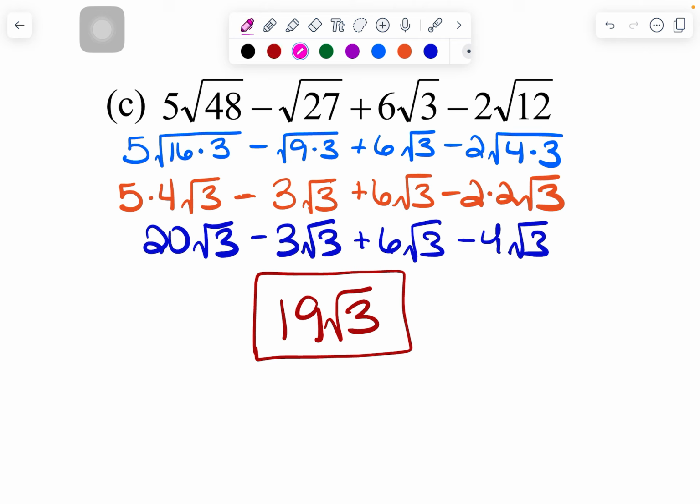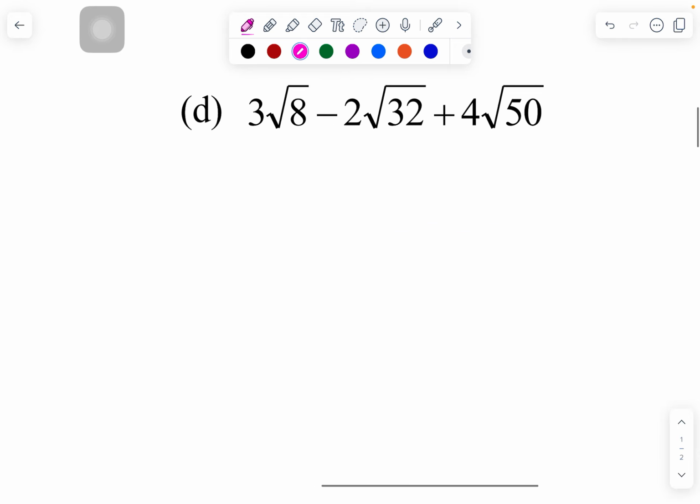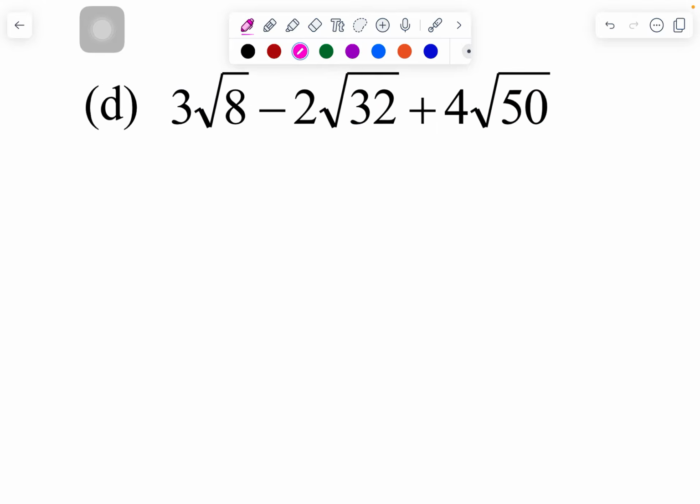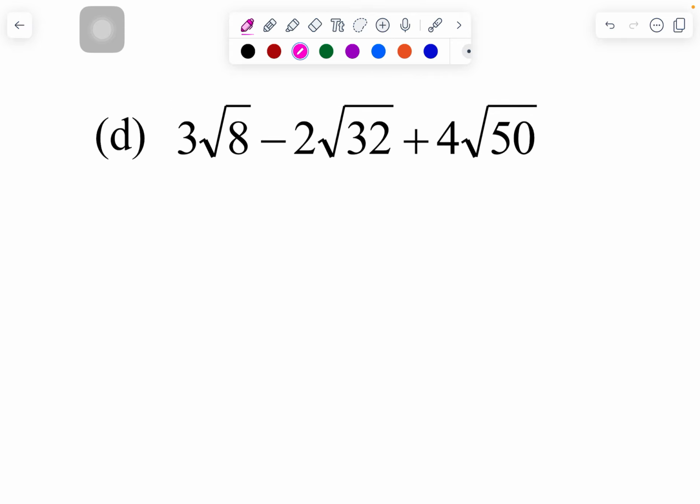All right, so that was using our perfect squares to break up radicals. If using perfect squares is not your cup of tea, then for part D, where I also have root 8, root 32, and root 50, got to break them up, okay? With this one, I am going to use my factor trees, okay?